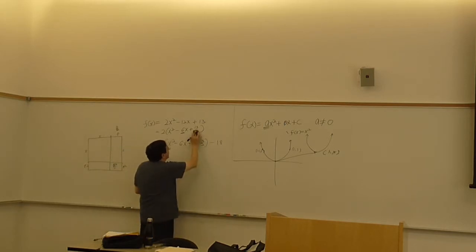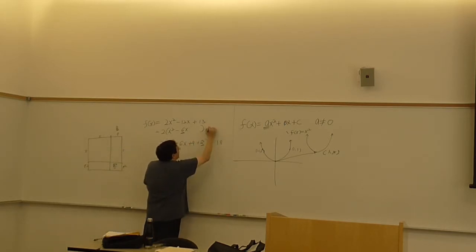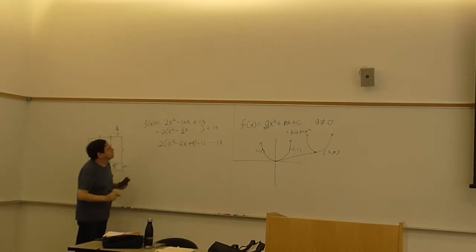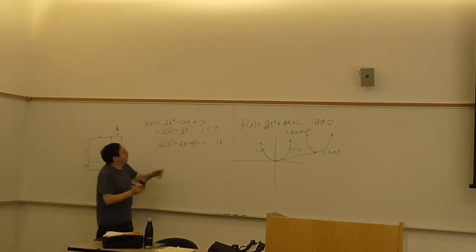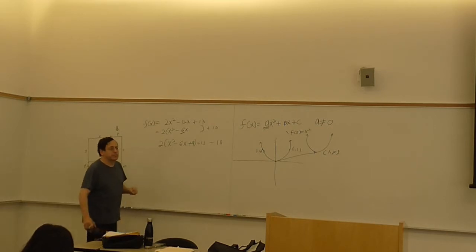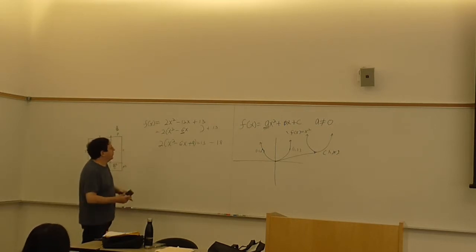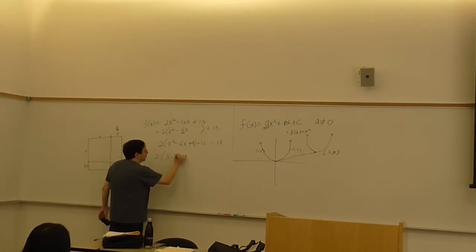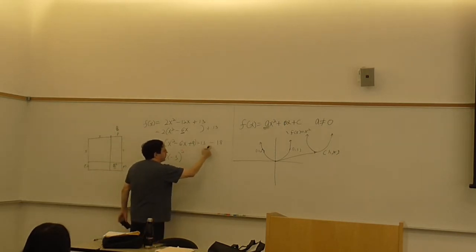Probably would have been better if I just kind of left 13 out. Over 2. It was over 2 because it was inside here. When I took it out, though, I multiplied it by 2. Okay, so this becomes 2. Now we have x minus 3 squared. 13 minus 18 is minus 5.